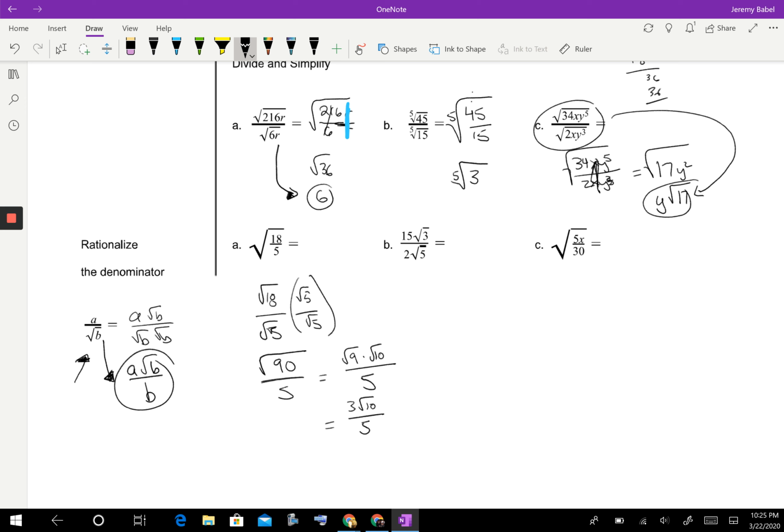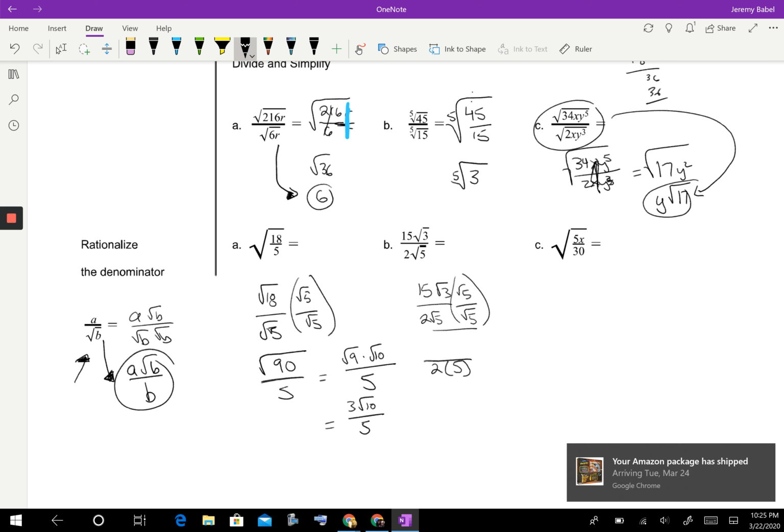All right, so in this one, we don't need to multiply by 2 root 5. We just need to multiply by that root 5, because we don't want the radical. 2 is fine. So 15 root 3 over 2 root 5. We're going to multiply by root 5. I use the same example, I guess, root 5 and root 5. In doing so, root 5 times root 5 is going to be 5. So 2 times 5 is in the bottom.